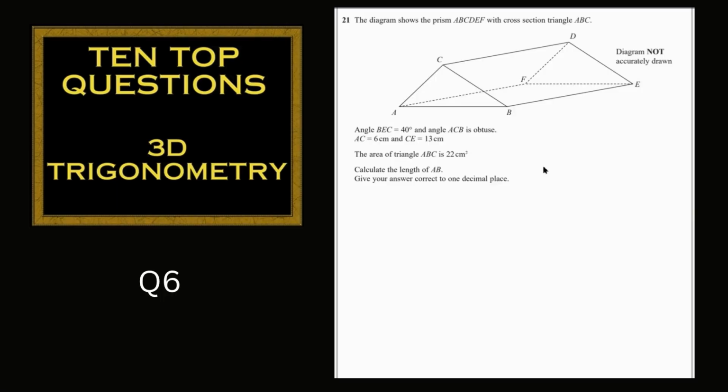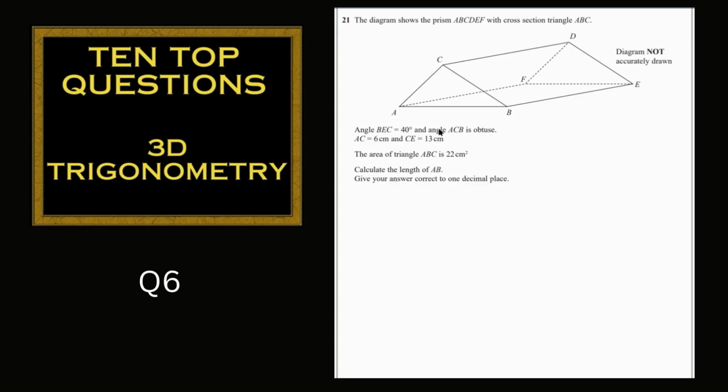Number 21 ramps it up to a 6 marker, so as soon as you see 6 marks for 3D trig, you know it's going to be at least 3 stages of working out. This is no exception. Let's have a read through, because as you can see from your diagram, there's no numbers on it. You need to sift through the information you're given and get all the key information on there, ruler at the ready, if you want to put any of that on.